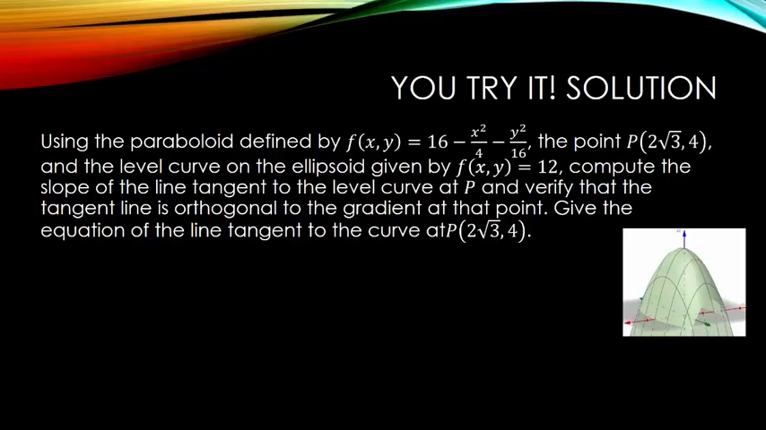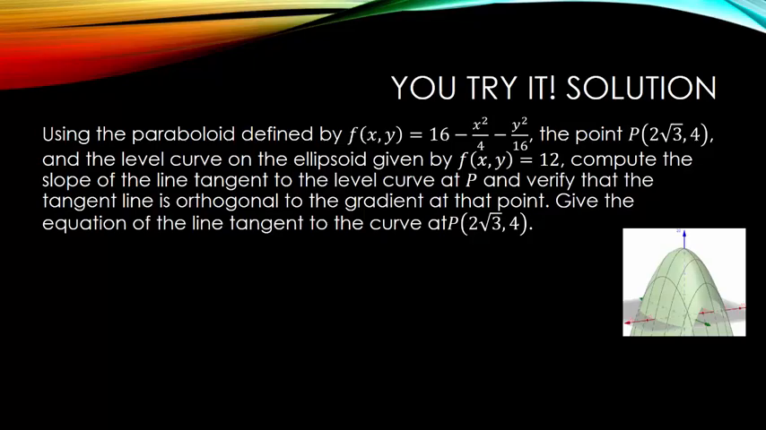So we're using a paraboloid defined by the function f(x,y) = 16 - x²/4 - y²/16. This graphs as a downward opening paraboloid. We're interested in what happens at the point P with coordinates (2√3, 4). I'm going to plug in the value for my level curve at f(x,y) = 12. This gives me an equation written as 12 = 16 - x²/4 - y²/16. I can write this in standard form as 0 = 28 - x²/4 - y²/16.